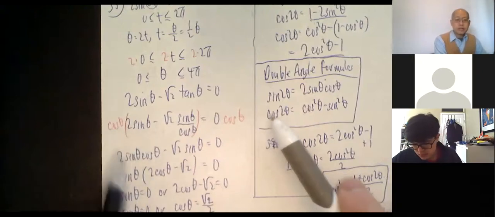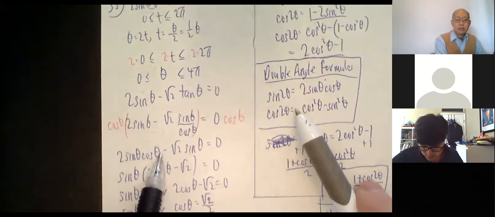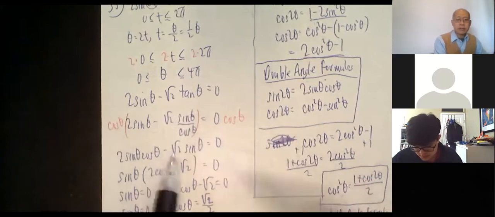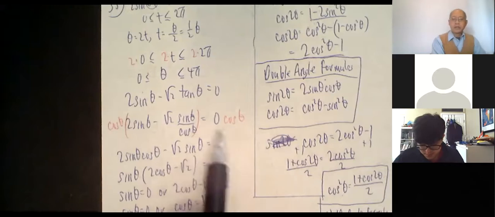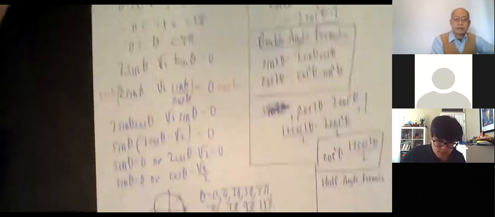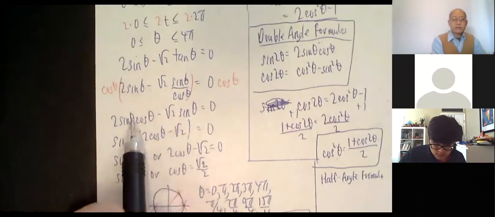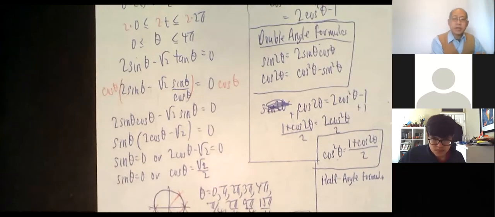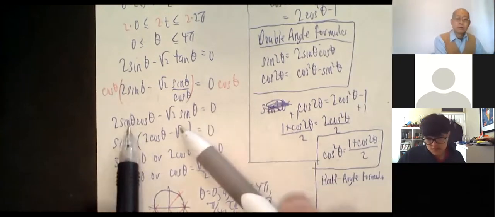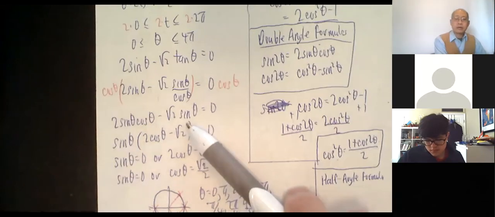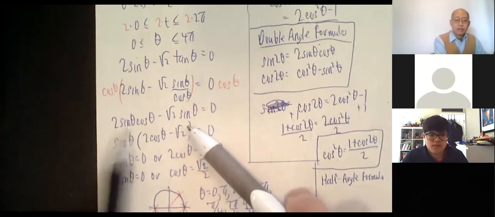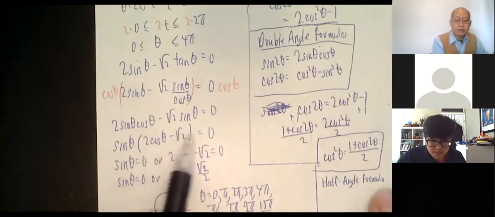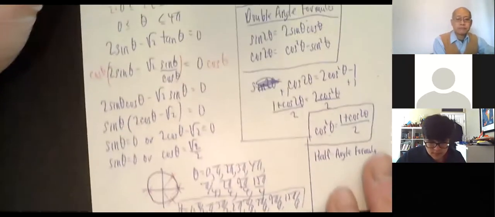So this is now 2 sine theta cosine theta minus, if we multiply cosine theta by this stuff, the cosine theta cancels out, right? So radical 2 sine theta, and 0 times anything is 0. Okay, I like that better. So at least I have no more fraction. All right, is there a common factor? Yes, sine theta, right? So factor out sine theta: sine theta times 2 cosine theta minus radical 2 equals 0.